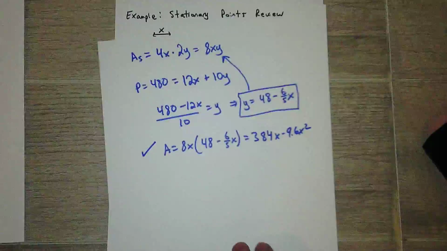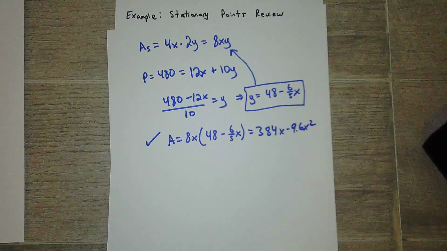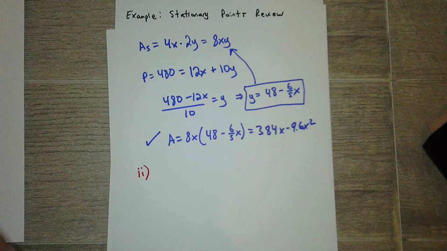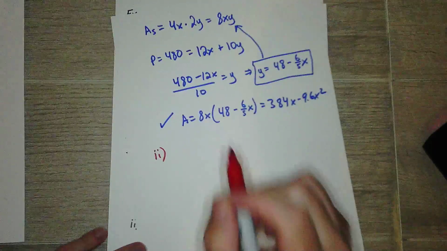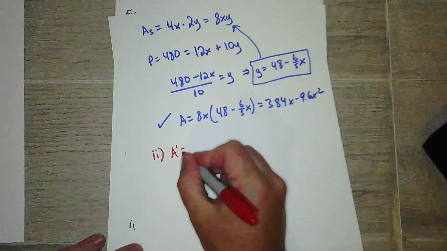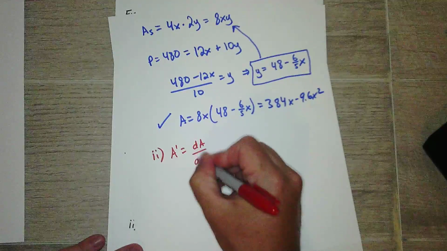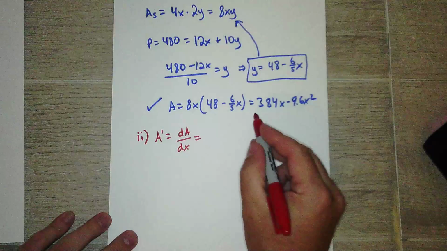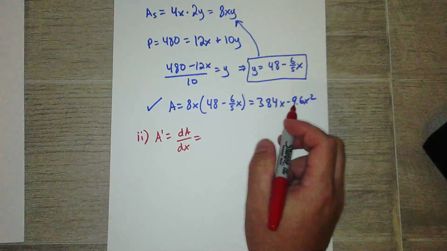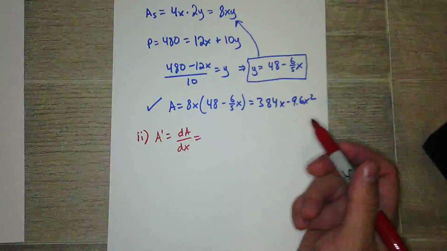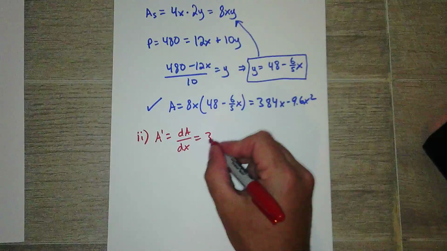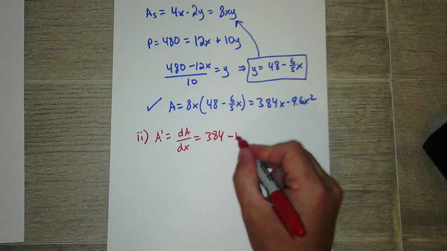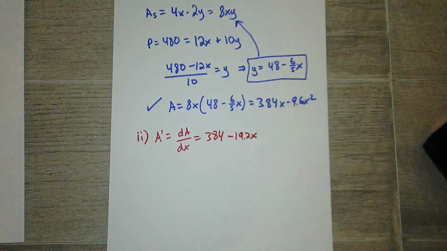Alright, part II says find the values of X and Y when A has a maximum. Okay, so that means it's a stationary point. So we need to find A prime first, or dA/dx, whichever one you want to call it. In this case it doesn't matter. So take the derivative of this. The derivative of 384x is just 384. And bring down the 2, 9.6 times 2 is 19.2x.